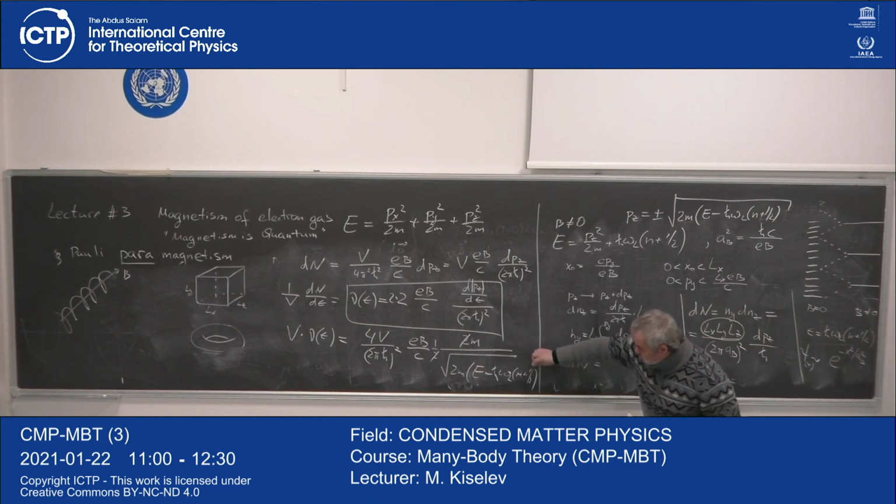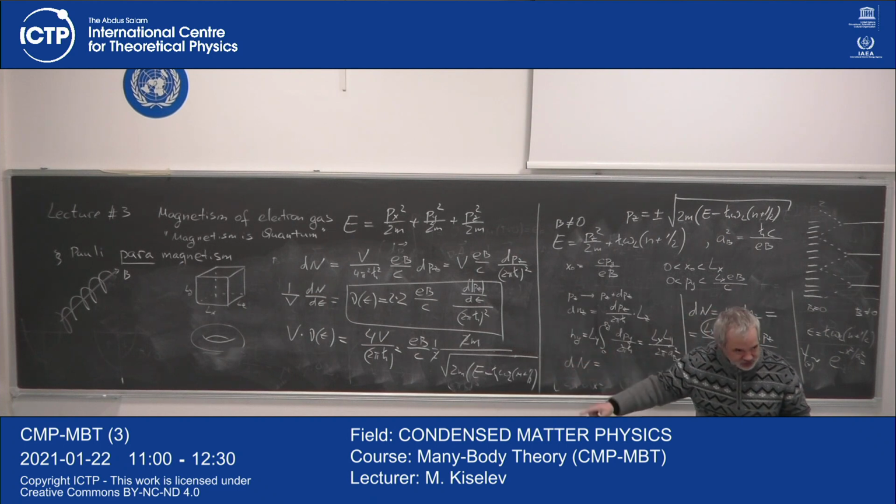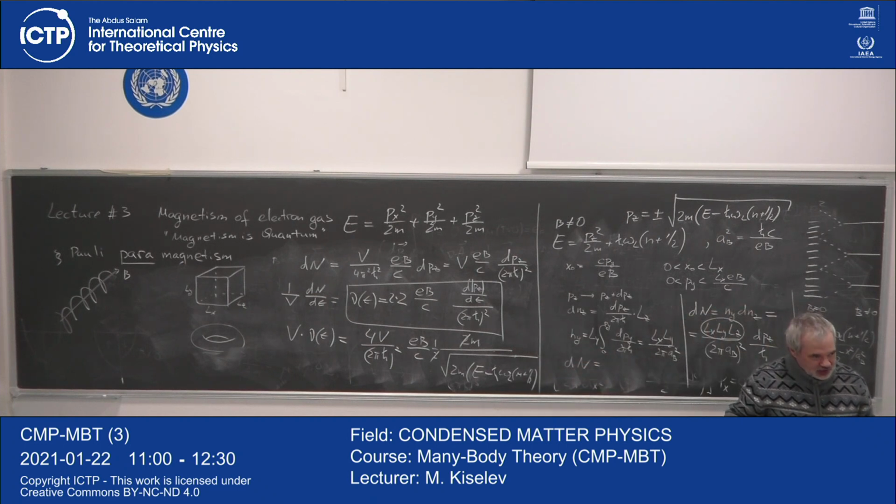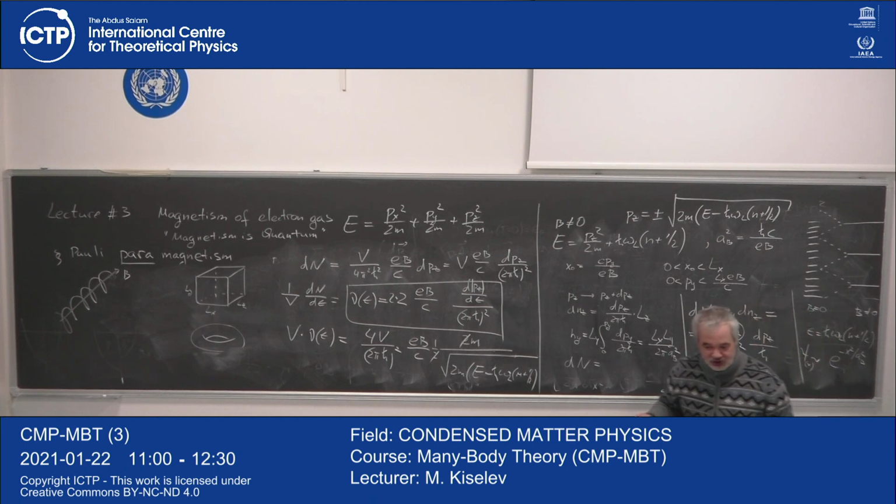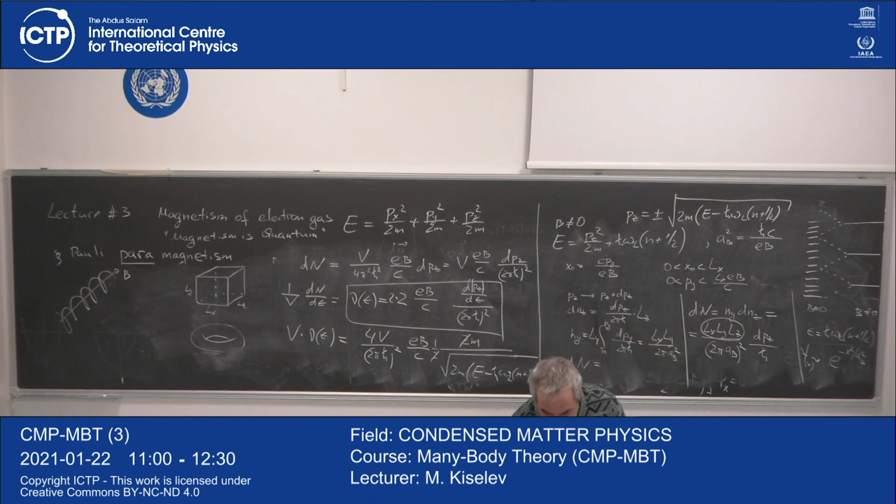But what you need to know here, and I will need for the calculation, is that the density of states has a 1 over square root divergence. We will see similar divergence when we discuss superconductivity. Okay? So, now I'm ready to proceed with the calculations. Before I do it, my very last comment.